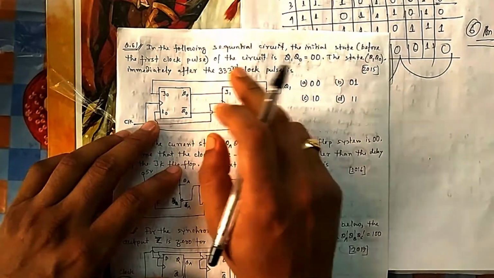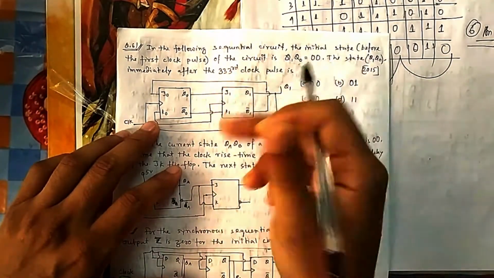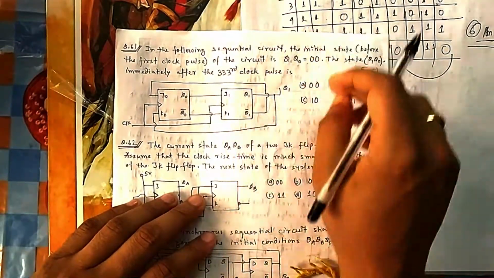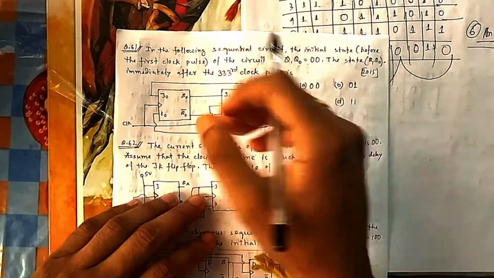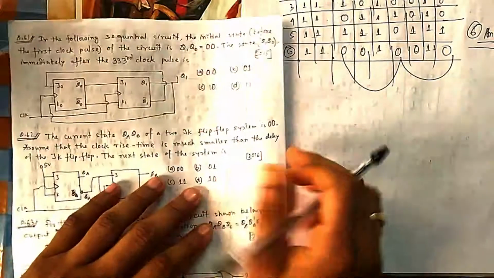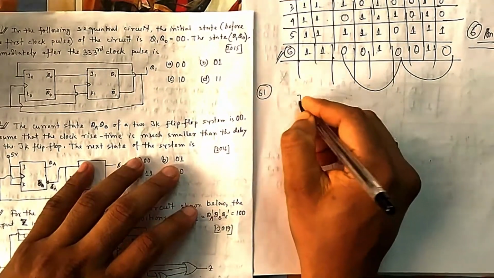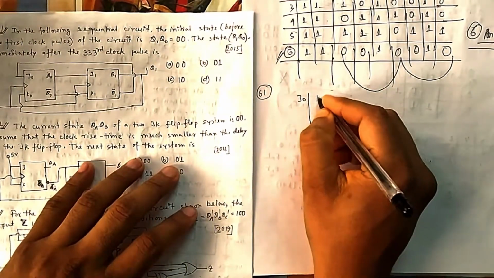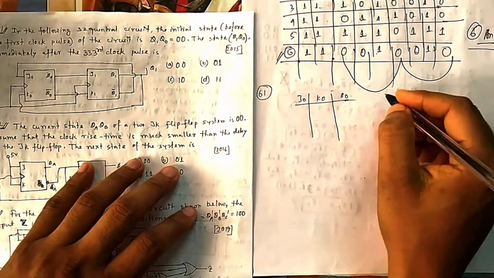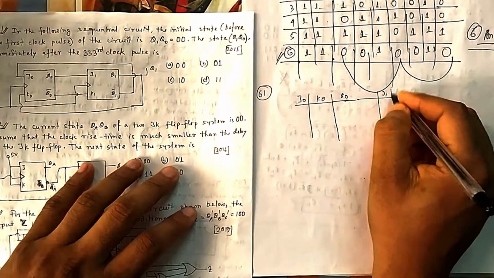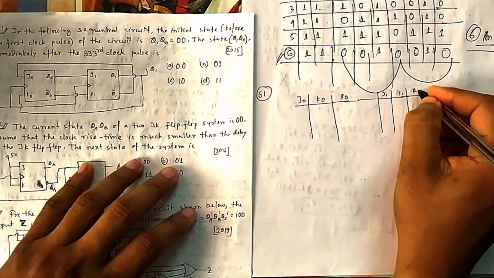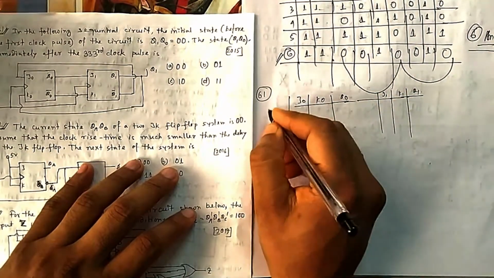With that we can say what state it will come to after the 333rd clock pulse, because it is counting, so it will count up to some state and then it will return back. So let us see how it is flowing. For that I should draw this. First flip-flop J0, K0, then its output is Q0, and side by side J1, K1, and then its output is Q1, and then this is your clock pulse.